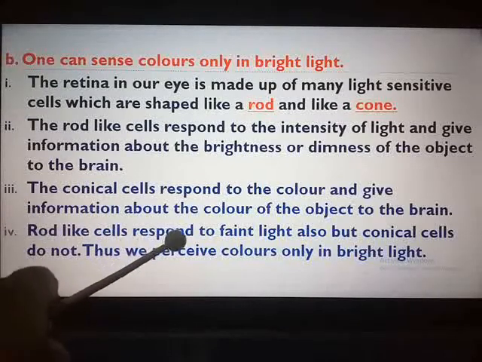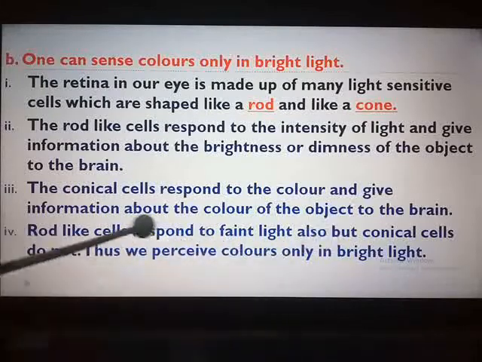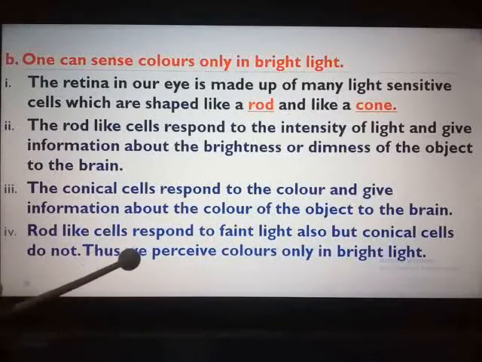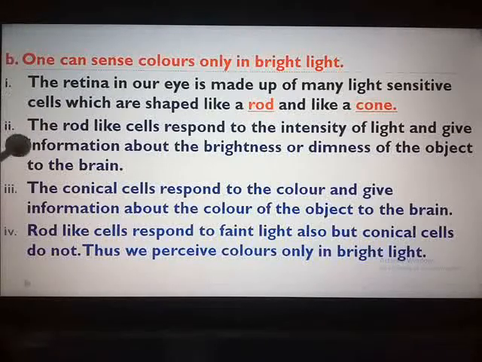Rod-like cells respond to faint light also, but conical cells do not, and thus we perceive colors only in bright light. Up to bright light, everything is given in the textbook. Once again I will tell, page number 91, last paragraph, first line is your first point. Continuation, you have the second point, then the third point, then leave one line in the textbook and then you will get point number 4.